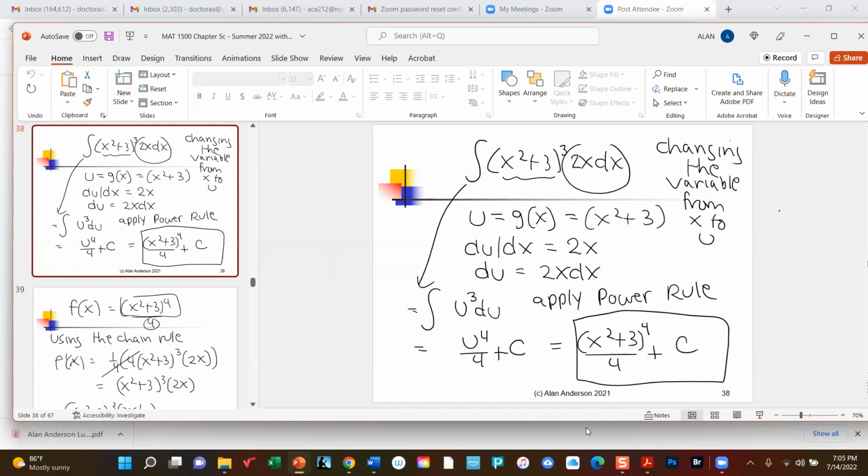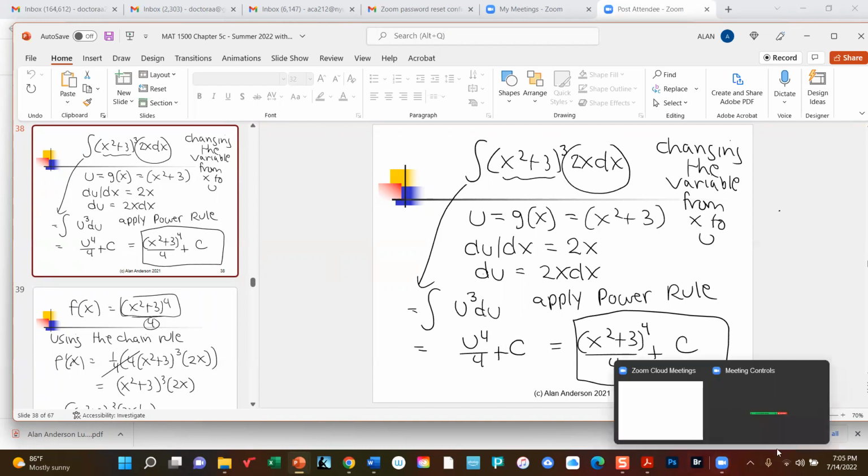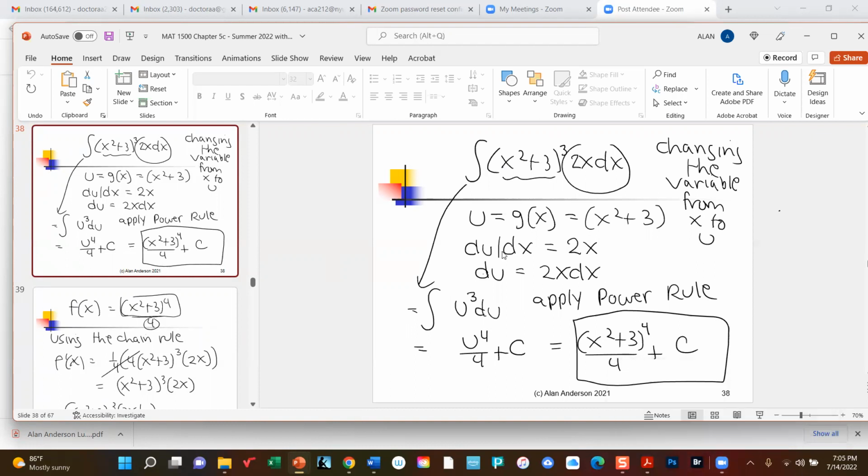Because remember, we're differentiating x squared plus 3, and the derivative of x squared is just 2x, the derivative of 3 is 0. And then that implies that du is equal to 2x dx. In other words, you just multiply both sides by dx. And so why are we doing all this?